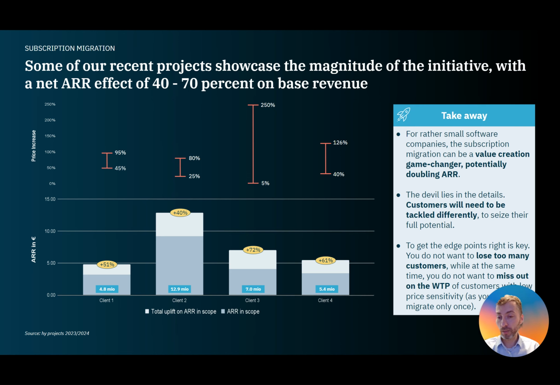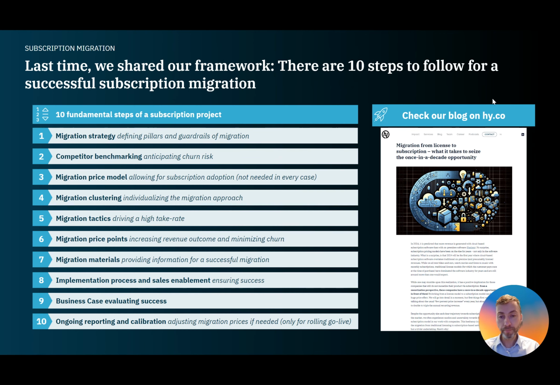So some customers got a price increase, and I take client 3 as an example, of only 5%. Others tripled, not in ARR, but in price increase. So they got a price increase of up to 250%. So yes, there's a strong difference in the different clusters, not only by the, let's say, stickiness and loyalty of the customers, but also how we deal with them in terms of pricing.